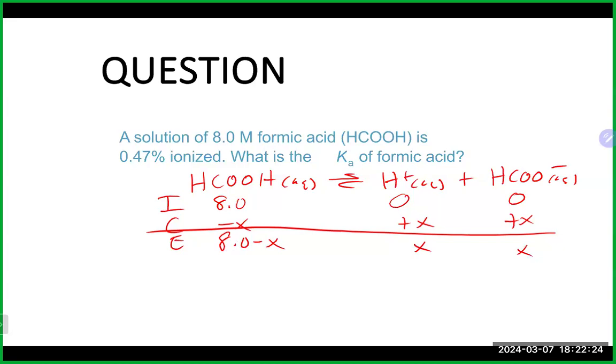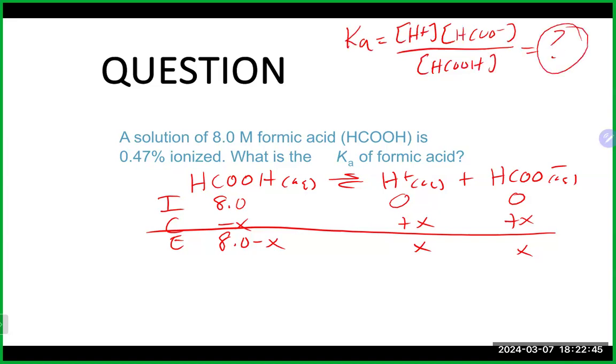If we were to write our Ka expression for this acid, it would be like normal, our products over our reactants. So a little H plus, and our formate divided by our formic acid.